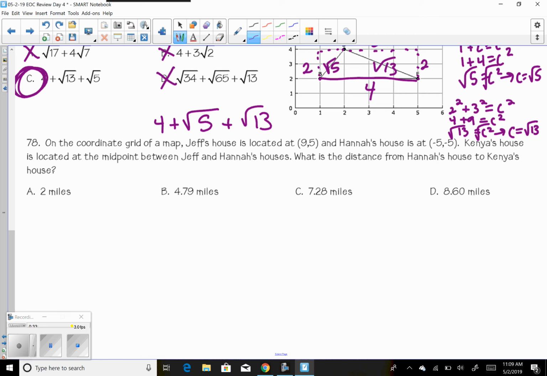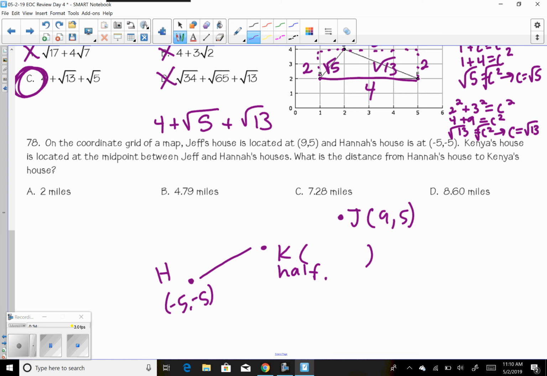On the coordinate grid of a map, Jeff's house is located at 9, 5. Hannah's house is at -5, -5. Kenya's house is located at the midpoint. What is the distance from Hannah to Kenya? All right, so you have Hannah's over here. Hannah's at -5, -5. Jeff's way over at 9, 5. Okay, Kenya's halfway in the middle. We don't know what her coordinates are, and we want to find the distance from here to here. But we know she's halfway, right? All right, so let's just do this.